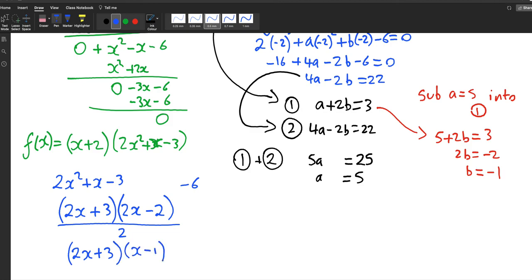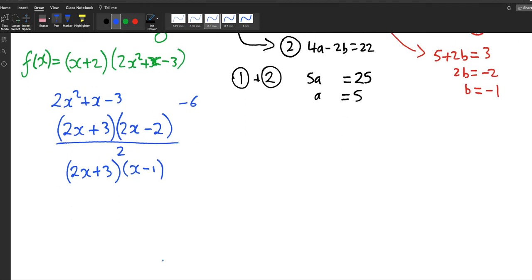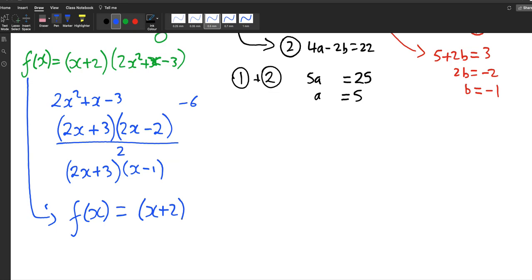So my full factorization, guys, the bit that we're waiting for, yes, home run, is x plus 2, 2x plus 3, x minus 1. Thank you, thank you, thank you. That is 9 marks. Woo! We're done.